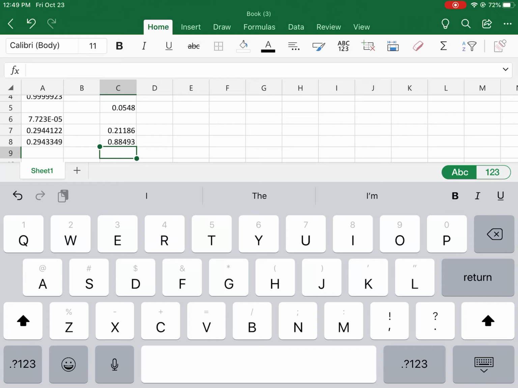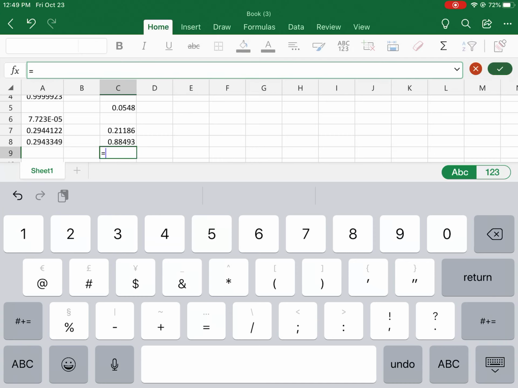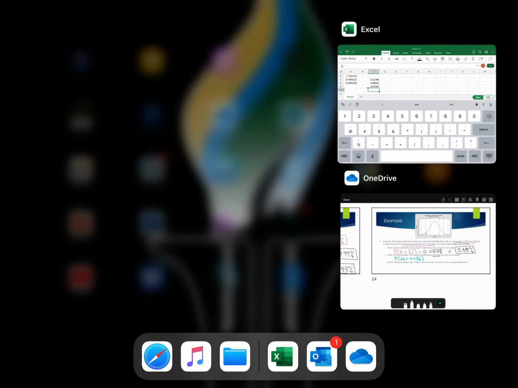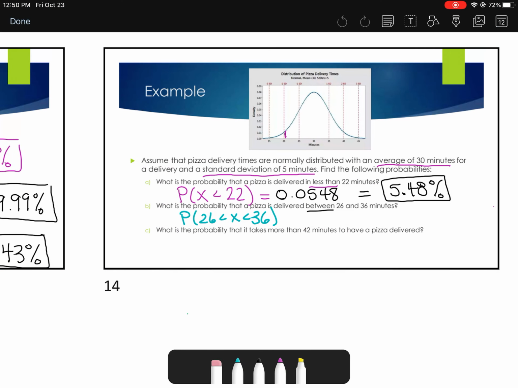And then to figure out what the percent or probability that it lies between there is, I subtract the bigger from the smaller. So equals, well, this is the bigger number, minus the smaller, hit enter, and I get 0.67307, so that would round to 0.6731, which then is 67.31%.